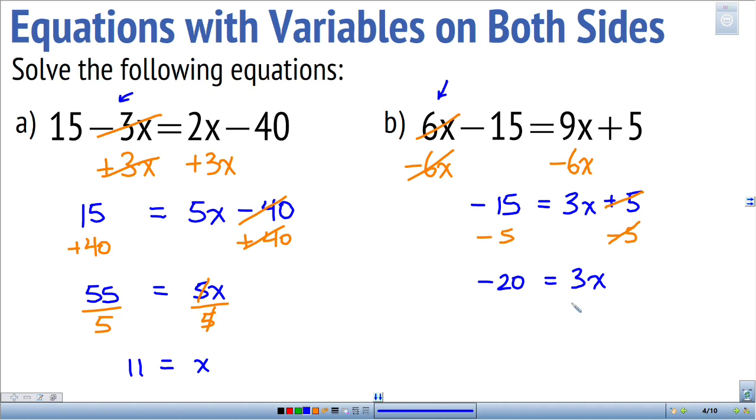So 3 is multiplying with x here. So I'm going to do the inverse, which is to divide by 3. I have to do that to both sides. So 3 and the 3 will divide out to make 1x, which is just x. And negative 20 divided by 3 doesn't divide very evenly. So we are going to just leave it as a fraction, negative 20 thirds. Okay. So again, find the smaller x term and eliminate it. And then you're going to be left with an equation with a variable on only one side. And then you use inverse operations to solve for the variable.